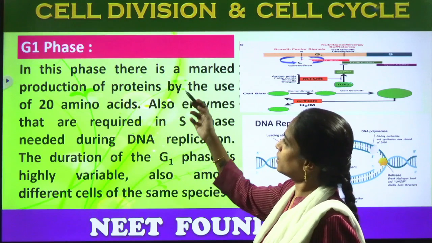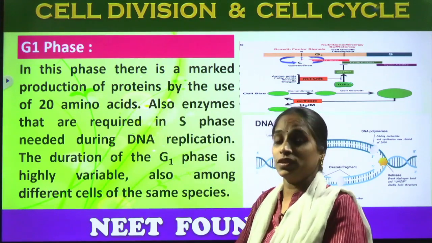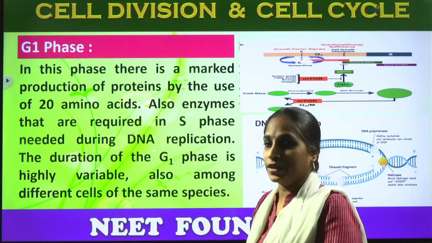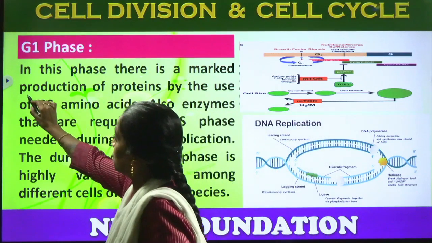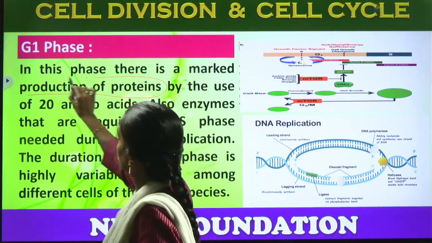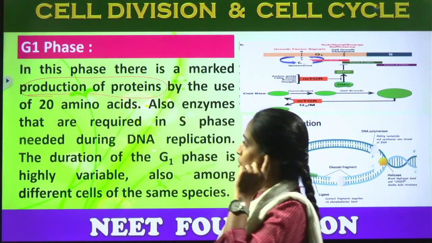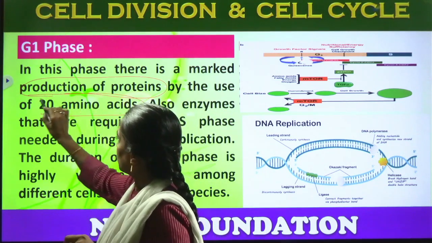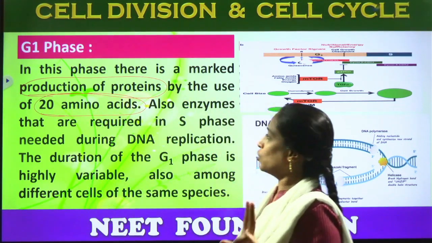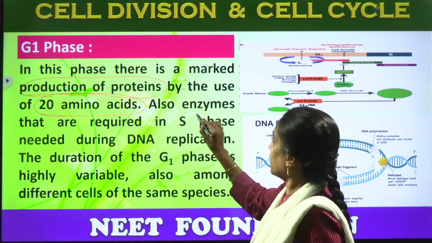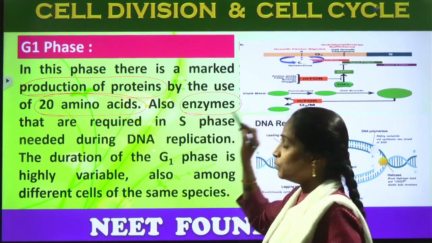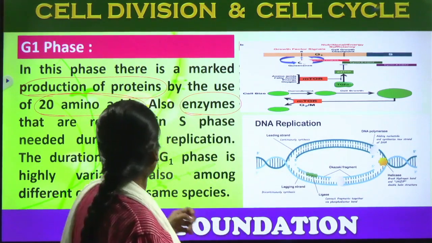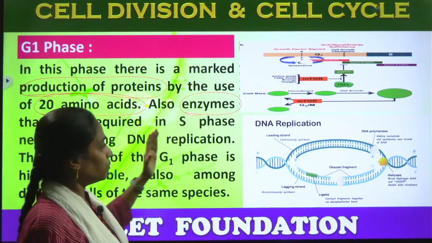In this phase there is a marked production of proteins. As we discussed previously, the cell is getting ready to divide, so they are producing the proteins. How are they being produced? The production of the proteins is done by the 20 amino acids, the chain linking system of the 20 amino acids, and also catalytic products called enzymes, which speed up the reaction, right? These are required for the S phase.